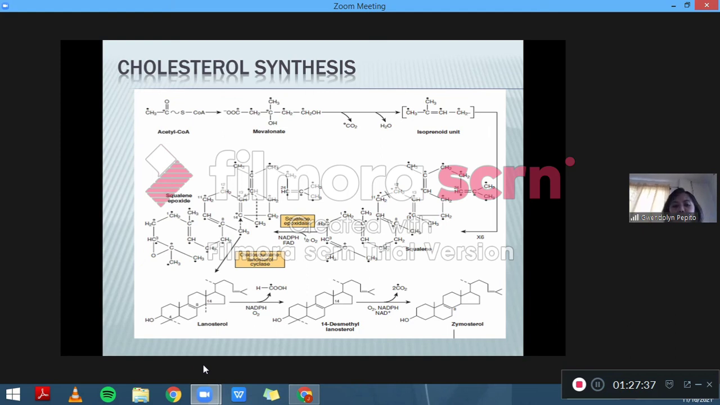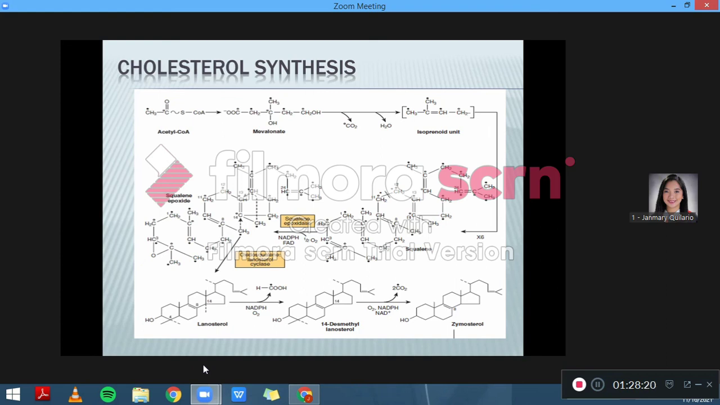Okay, continue. So step 2 would be the formation of isoprenoid units, wherein the mevalonate is phosphorylated sequentially using ATP by three kinases, Doc, which would be the mevalonate kinase, the phosphomevalonate kinase, and the diphosphomevalonate kinase. Then there's also decarboxylation brought about by the enzyme diphosphomevalonate decarboxylase of the active isoprenoid unit. Then isopentenyl diphosphate is formed, Doc. That's for step 2.